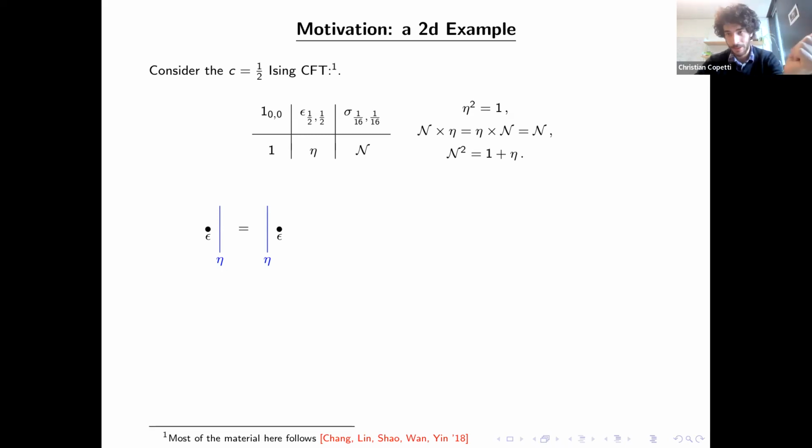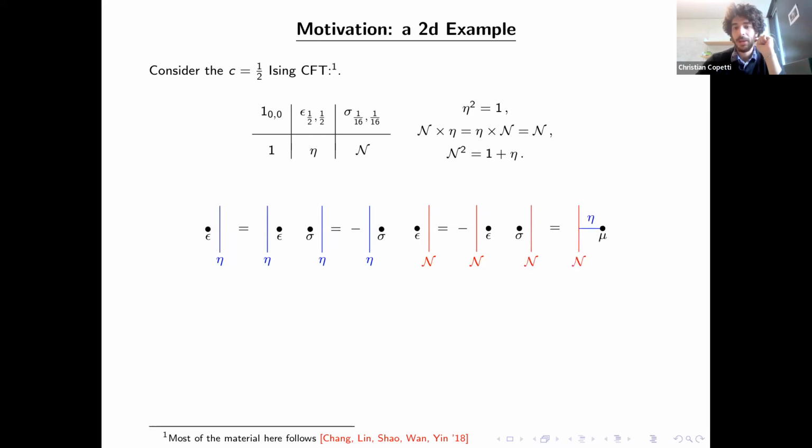For example, the epsilon operator is neutral under Z2, the sigma operator is charged under Z2, and then there is the action of the N line. The N line gives charge -1 to epsilon and maps the sigma operator not into a local operator, but into a twisted sector field. This is the eta line. This is mu, the lowest field in the twisted sector. It has the same dimension as sigma, which is 1/16, 1/16.